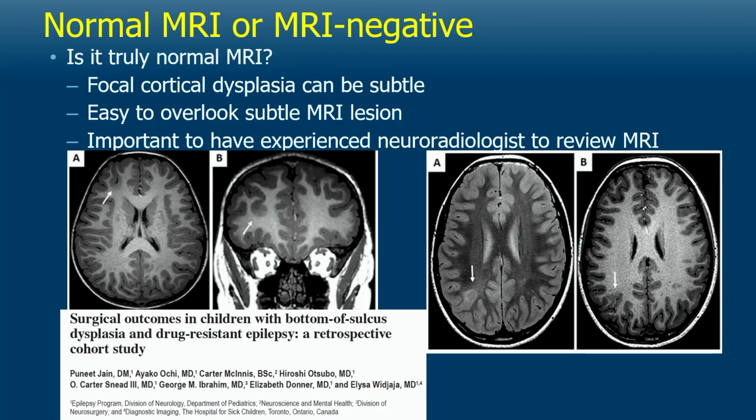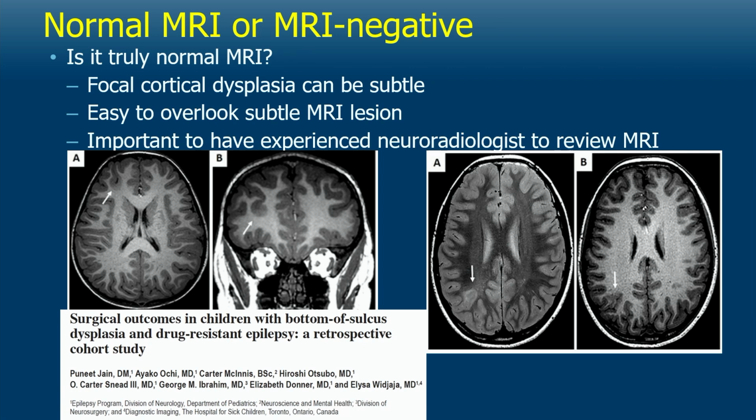So when I see a report, particularly if patients have been referred to us and the report says normal MRI, the first question that I ask myself is usually, is this truly a normal MRI or is there a really subtle focal cortical dysplasia that is easily overlooked on the MRI? So in a previous study, we reviewed the MRI and also the surgical outcomes of patients with a really subtle form of focal cortical dysplasia.